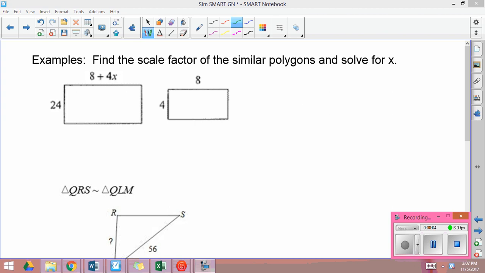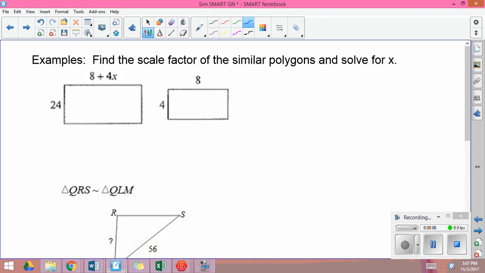In the previous section, I gave you the scale factor. Now, the directions are a little different. It says find the scale factor of the similar polygons and solve for x. So I tell you that they are similar. So 0.1 for finding the scale factor, 0.2 for solving for x.